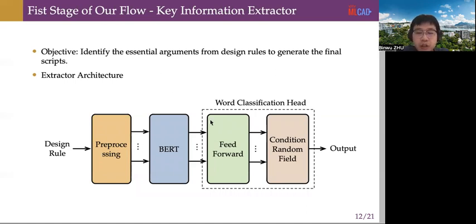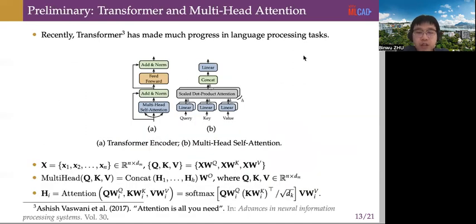Given the input rule, we first need some pre-processing operations and then feed it into the BERT module. The BERT module is the backbone, and it is used for feature extraction. The next part is the word classification head, and it is used to classify each word into the predefined categories. Before I illustrate the details of the extractor, I would like to introduce some preliminaries, which are about transformer and multi-head attention.